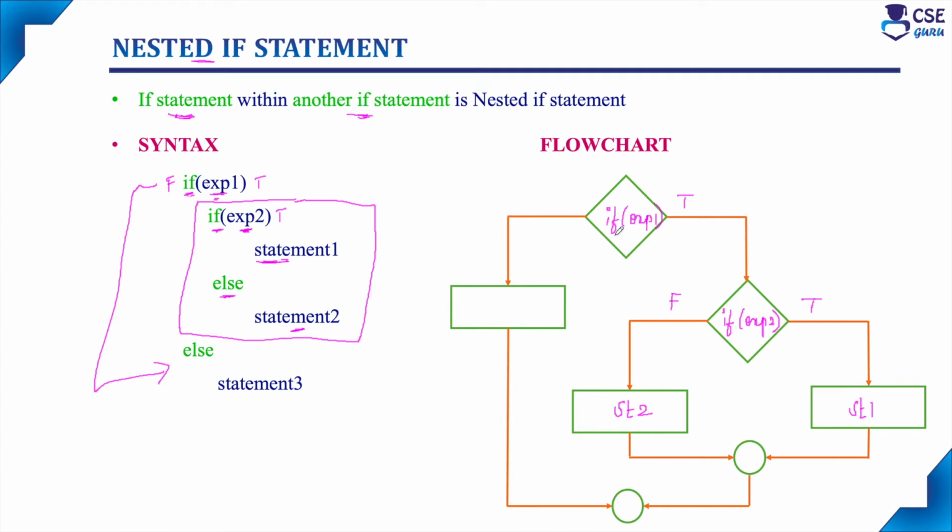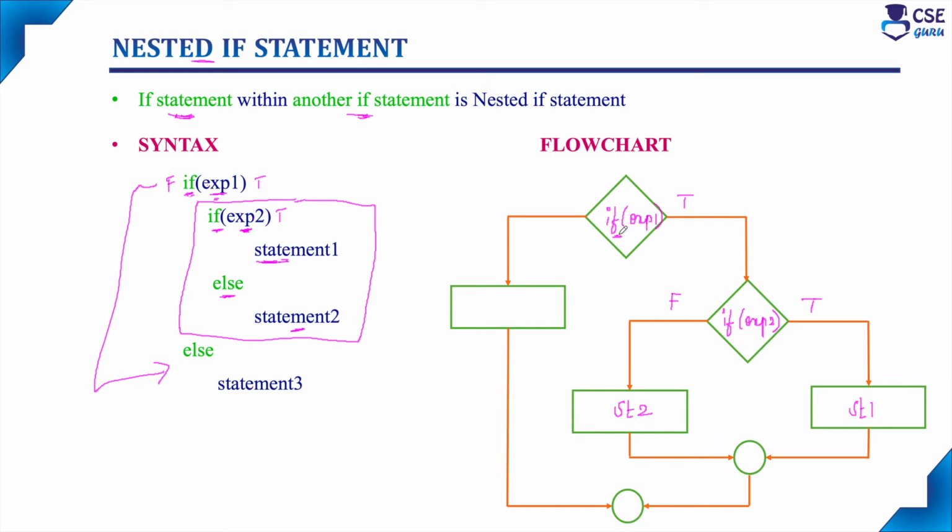So if the outer if condition is true, control will be transferred to the inner if statement. And in this inner if statement also there is an if else. And if this condition is evaluated to true, it will execute statement 1. If this is false, it will execute statement 2. And control will transfer to the next statement in the C code.